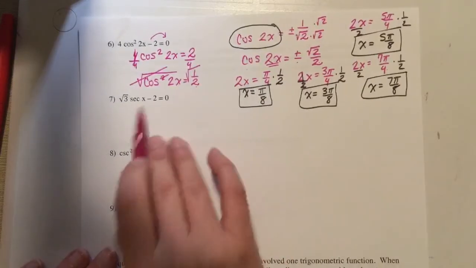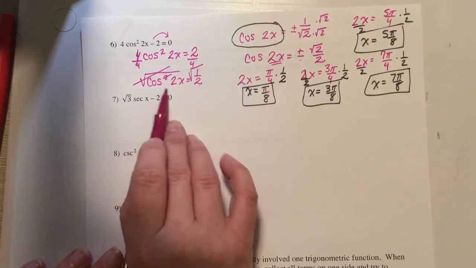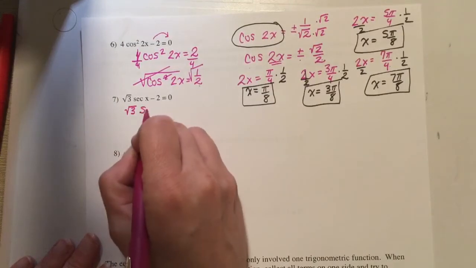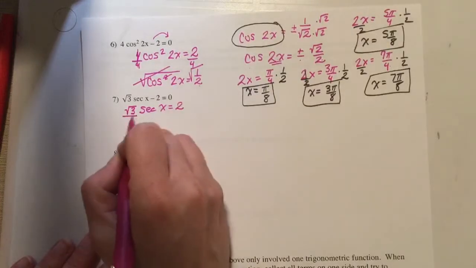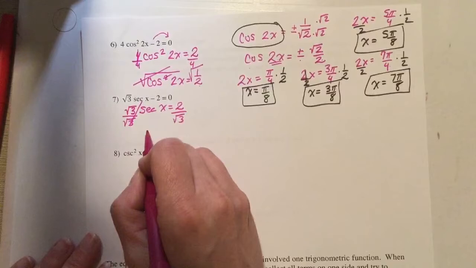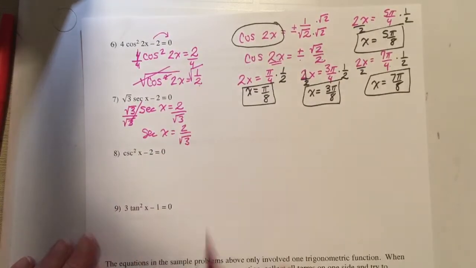So number 7, we're dealing with a secant. You always want to get the trig function by itself. So step 1, I'm going to add 2 to the other side. Square root of 3 times the secant of x equals 2. Go ahead and divide both sides by a square root of 3. So a secant of x equals 2 over the square root of 3.